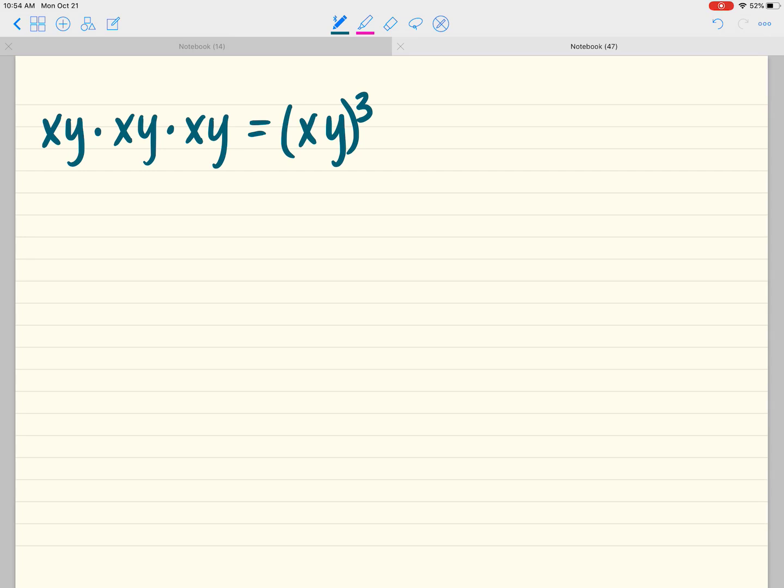Okay? All right. Last thing could look like this: 3 times 5 times A times A times B times B. Can anybody tell me what this one would be? 3 times 5 times A to the second power times B to the second power. You're close.